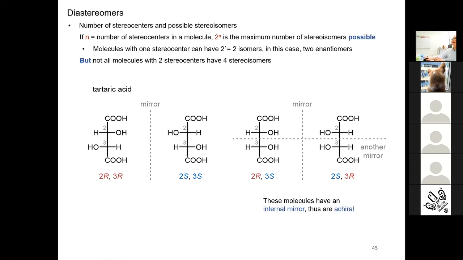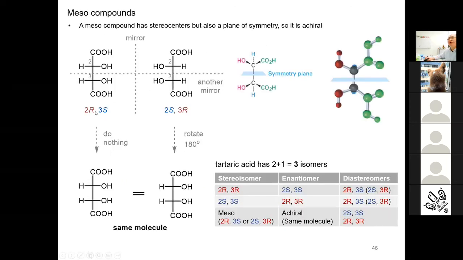To make it clear, we have 2R,3S and 2S,3R. This is the internal plane of symmetry. This is the mirror between them. I just told you, if you rotate the Fischer projection 180 degrees, it's the same molecule. If we rotate this 180 degrees here, they are the same molecule.